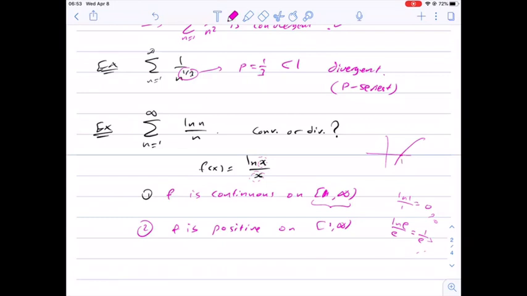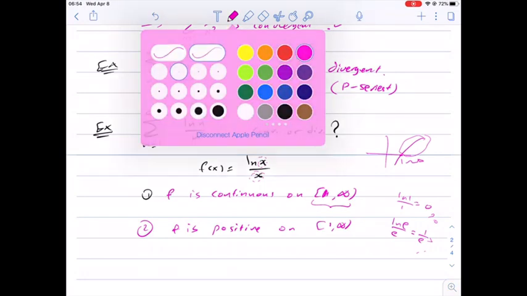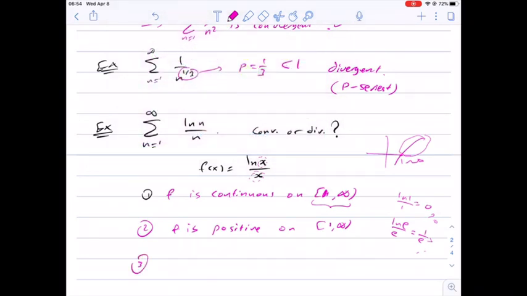if we graph it, the graph looks like this. It's positive for any value greater than 1, and x in the denominator is positive for any value greater than 1, and actually for any value greater than 0. So we don't have any problem here with this condition. F is positive on the interval 1 to infinity.